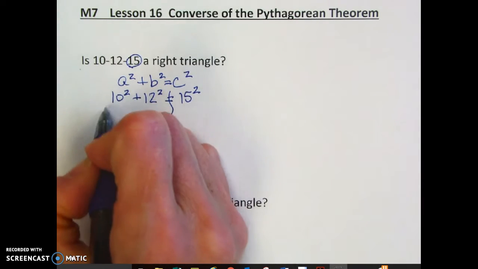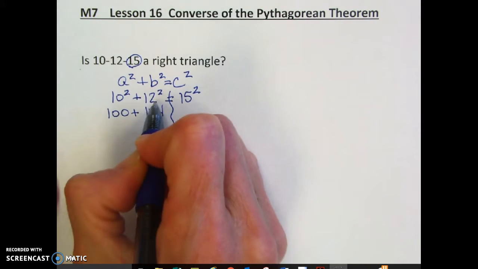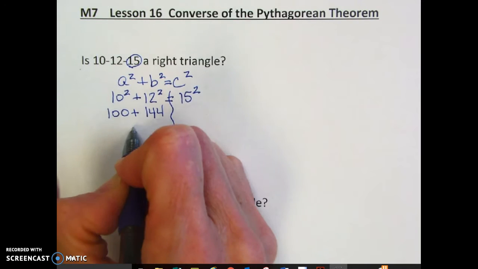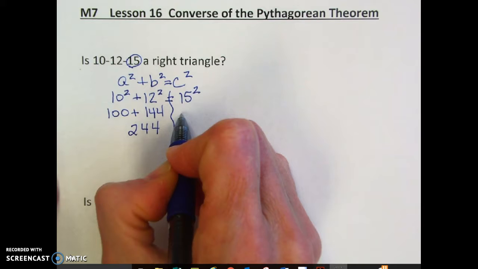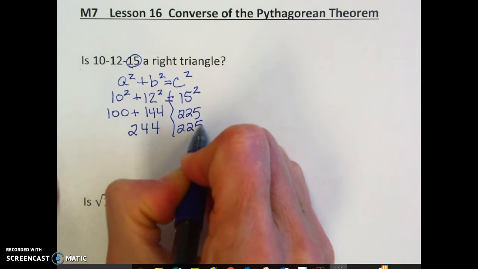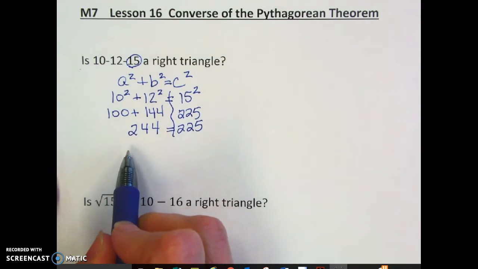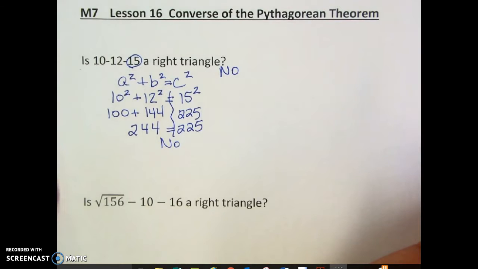And you don't have to do this individually. You could put all this in the calculator at once, but 10 squared is 100, 12 squared is 144. When we add that together, we get 244. On the other side, 15 squared is 225. So 225 compared to 244. They are not equal, so this is not a right triangle.